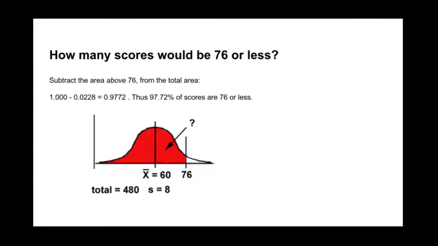How many scores would be 76 or less? Subtract the area above 76 from the total area. So 1.000 minus 0.0228 equals 0.9772. Thus, 97.72% of the scores are 76 or less.